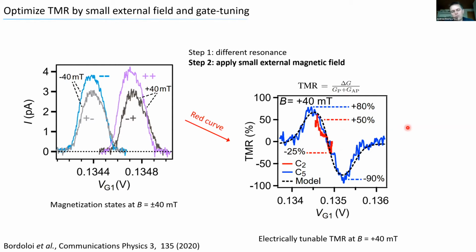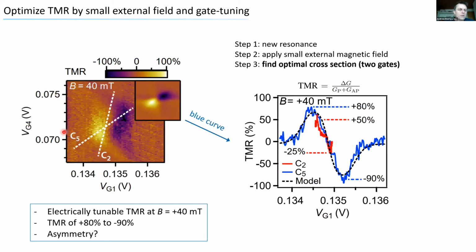But then we want to exploit the gate tuning more, and that's what we did here. We did a map where we tune both quantum dots. That's the gate axis for one dot and the gate axis for the other dot. If we take this optimized cross-section here, it gives us the blue curve for the tunneling magnetoresistance. And now we can reach 80 to 90% tunneling magnetoresistance.